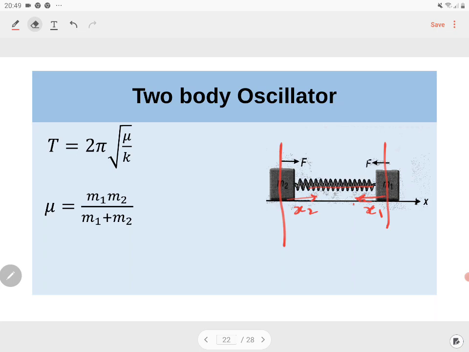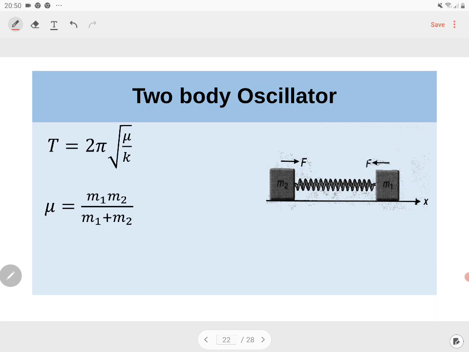Now this is called a two-body oscillator. What is the time period of this two-body oscillator? T is equal to 2 pi root over mu by k. Here mu is called the reduced mass. The formula for reduced mass is m1 m2 divided by m1 plus m2.